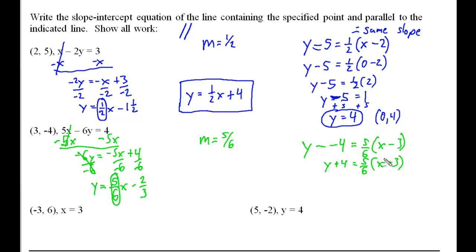Now to find the y-intercept, do you remember what we plugged a 0 in for? To find the y-intercept, we need to plug a 0 in for the x. So y plus 4 is equal to 5/6 times (0 minus 3).